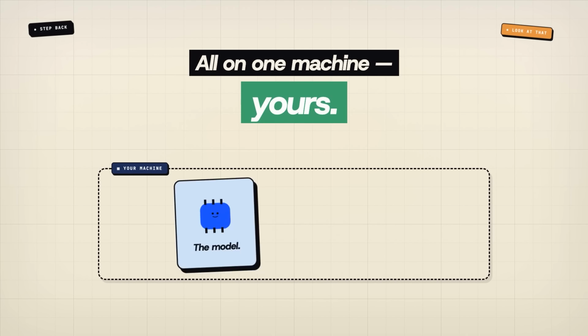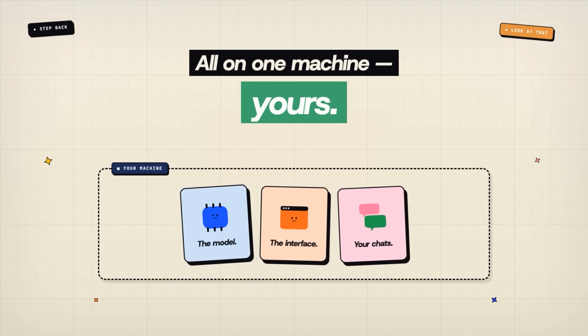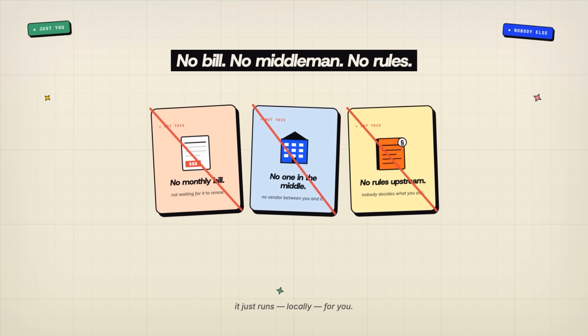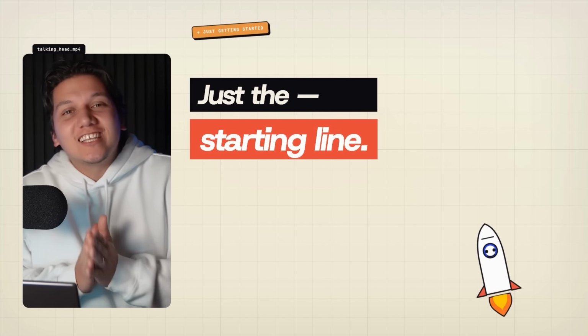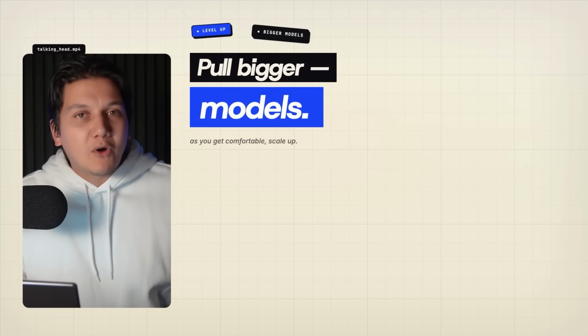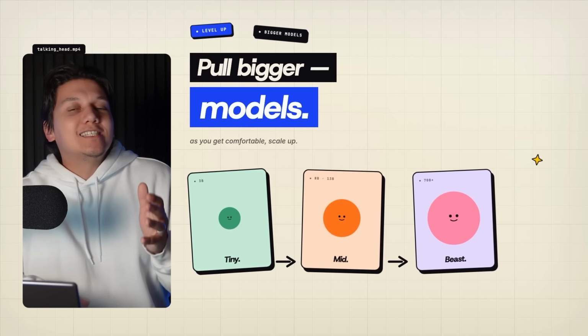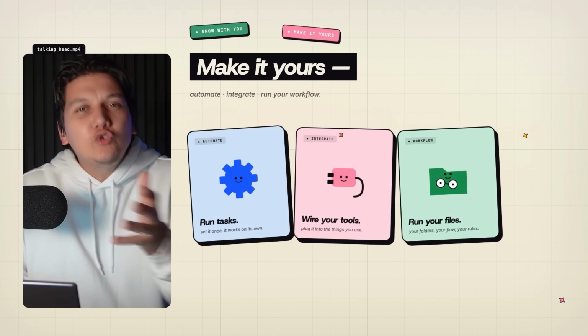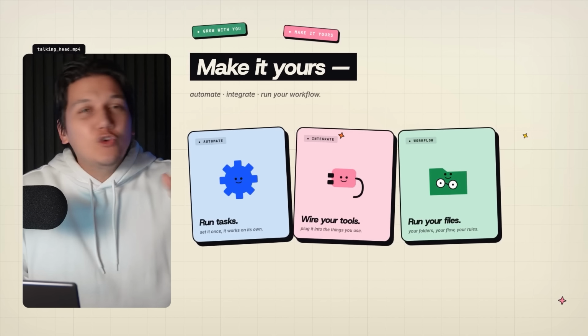Now, simply just take a step back and then look at what you've got. The model, the interface, and your chat history. All of it lives on just one machine. It's yours. There's no bill showing up every month. There's no company sitting in the middle, and nobody setting the rules about what you can ask the thing that you are running locally. And this is just the starting line. From here, you can pull bigger models as you get comfortable. You can set it up to run tasks for you automatically. You can wire it into your own tools and files and even your workflows.